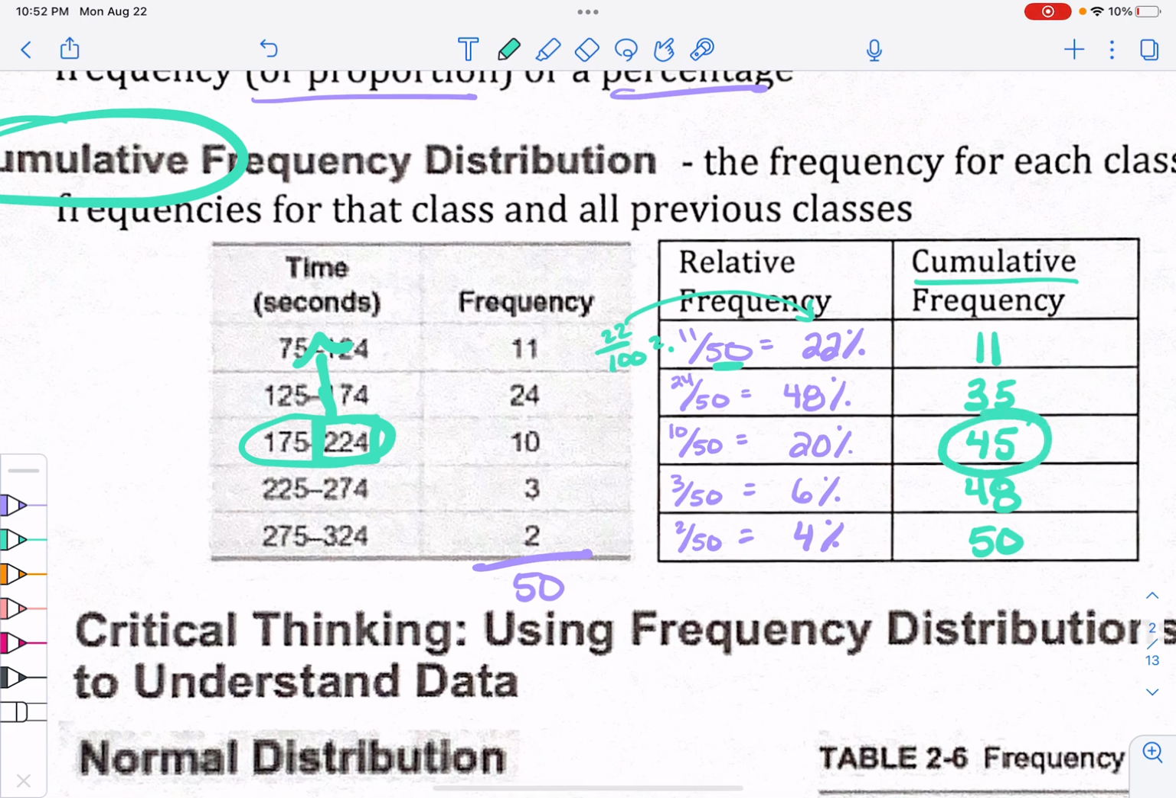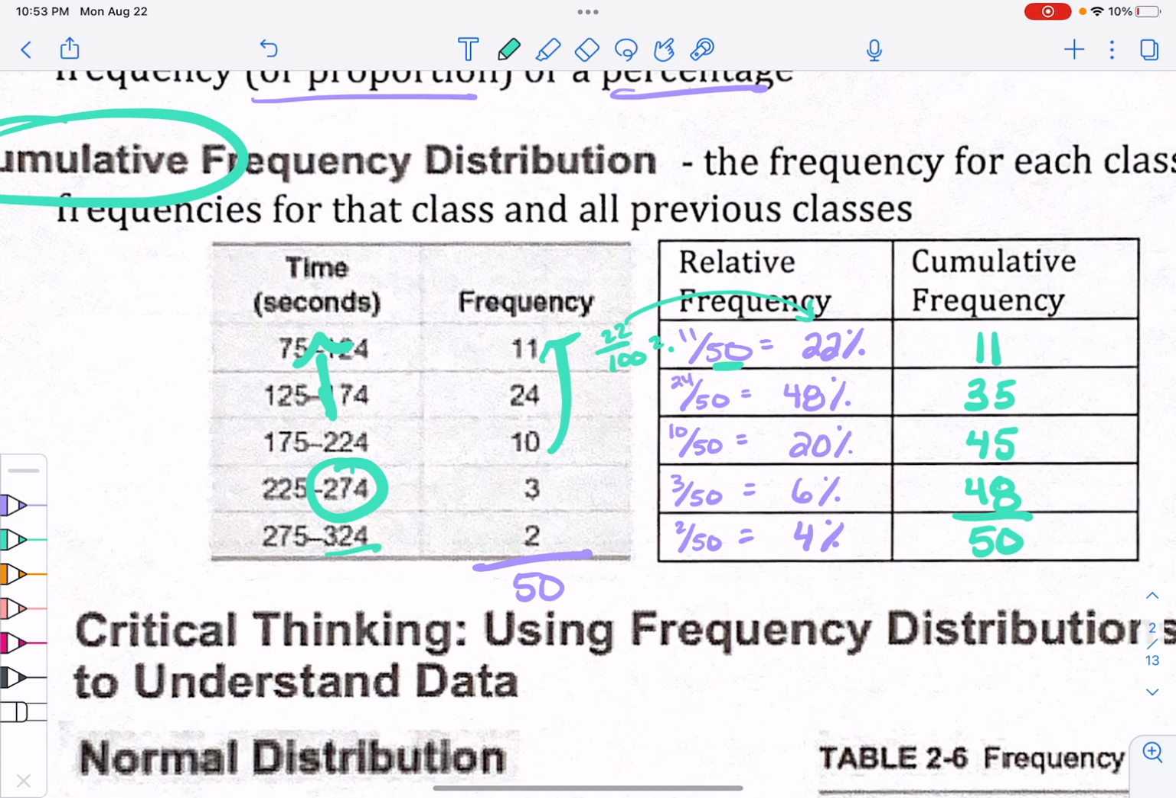And you can look at this number and say 45, because there are 45 numbers that go back this way, right? Like 10 plus 24 plus 11 is 45 numbers. So that cumulative frequency tells you all of that information. Like from there and below, how many people had to wait less than 274? And that would be 48, right?